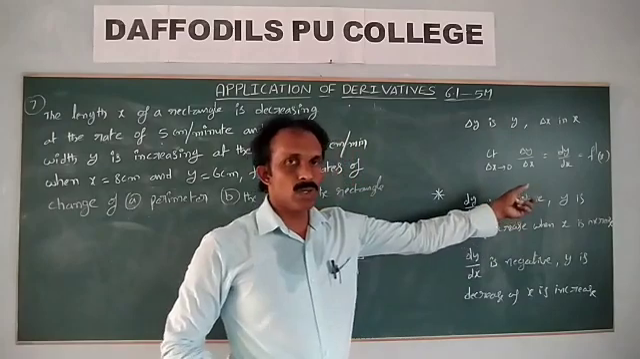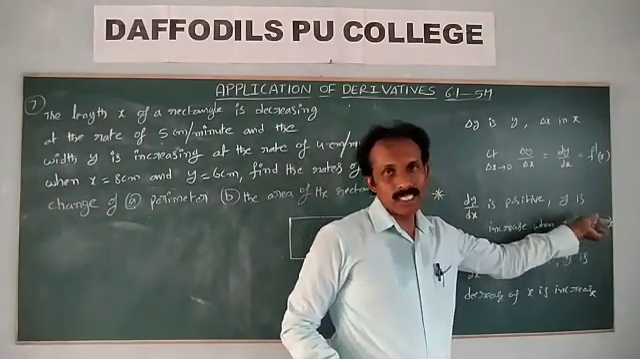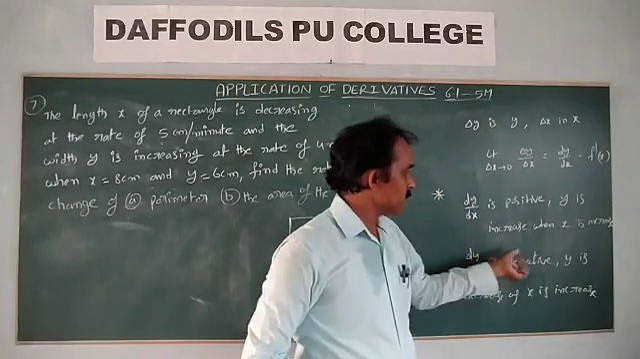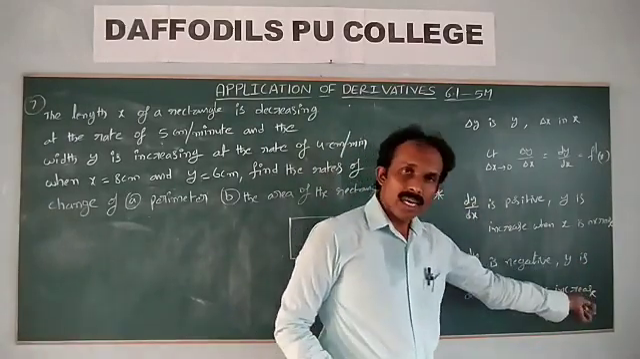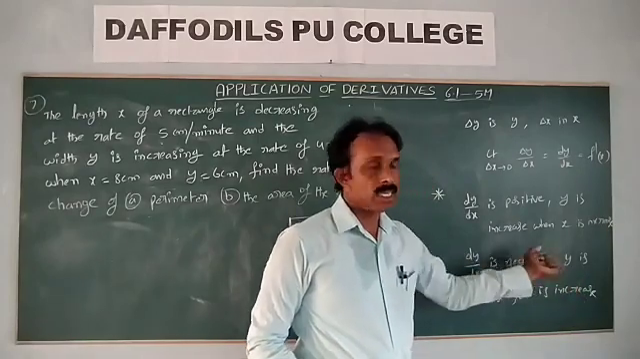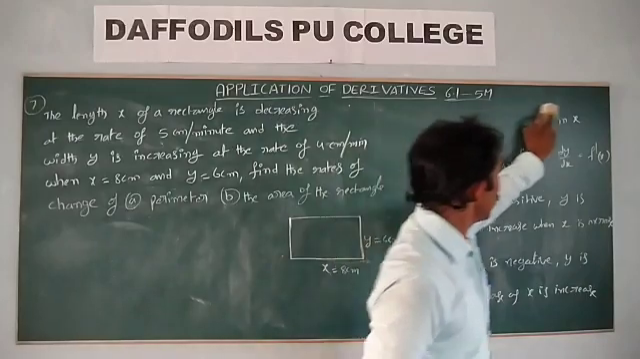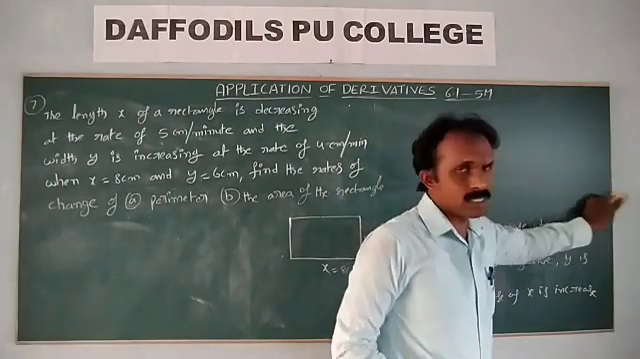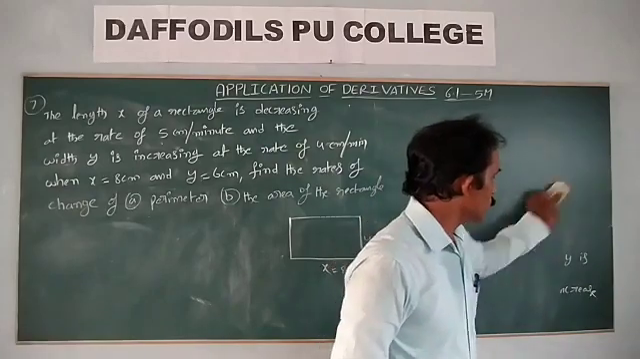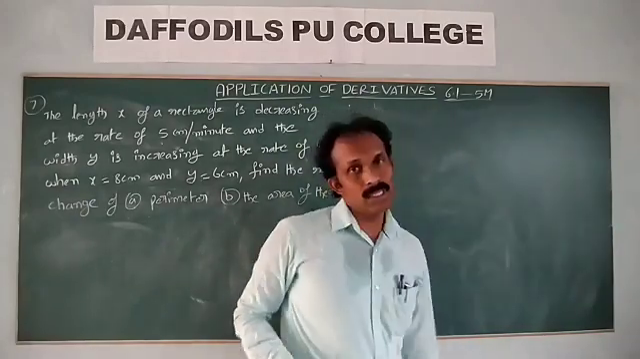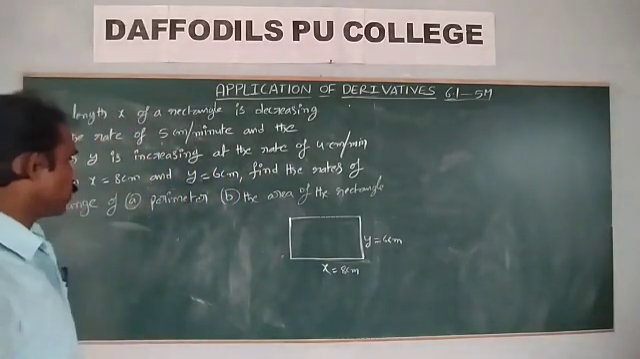So if dy by dx is positive, in that case y increases as the corresponding x increases. If dy by dx is negative, in this case y decreases when x increases. So this is the important concept here. Decrease means that value is negative. Increase means that value is positive.